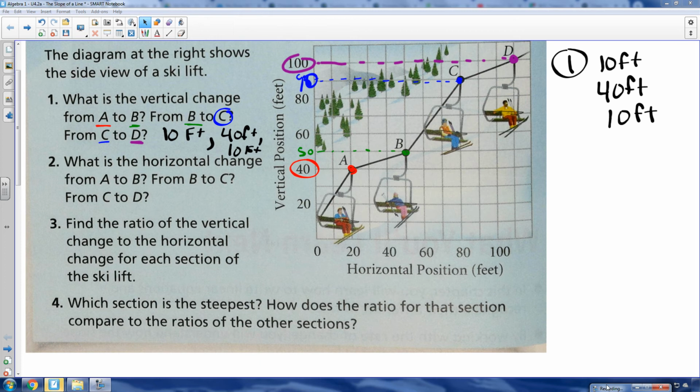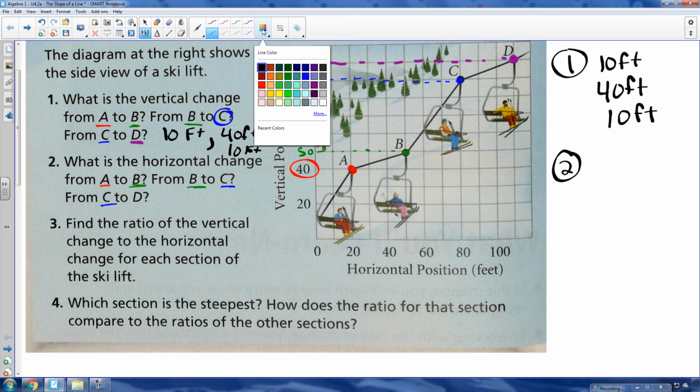Now we want to talk about horizontal changes. Same deal. We're going to look at the horizontal changes here. What's the horizontal change from A to B? Should we continue to color code? Let's do it. A is red, B is the green point, C is the blue point, and D is the purple point, I suppose, right?